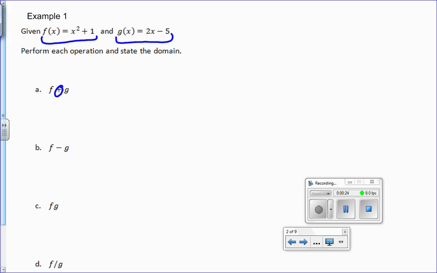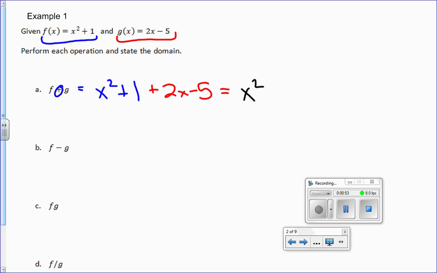As we take a look at the addition, all we're asked to do here is add the two rules together. So if I have f plus g, that means I'm taking the rule for f, which is x squared plus 1, and adding the rule for g, so plus 2x minus 5. Typically, you'll get a case where you can combine like terms. In this case, we do. So we get x squared plus 2x minus 4.